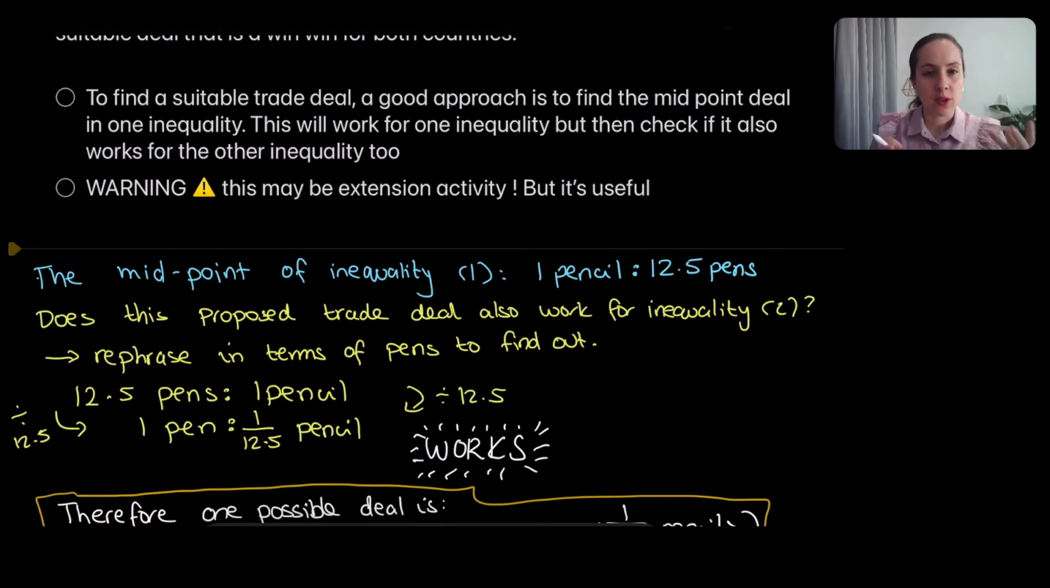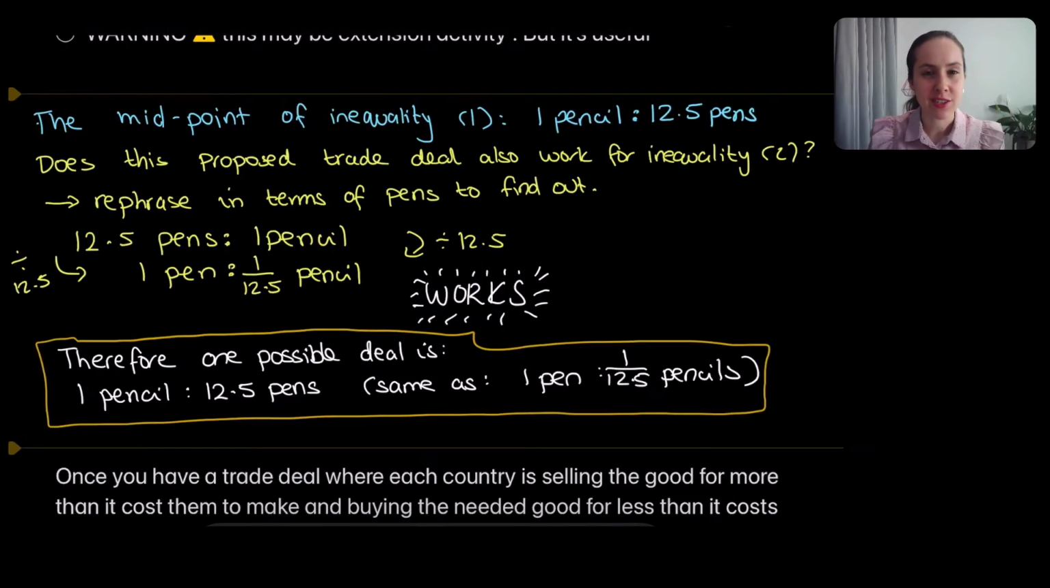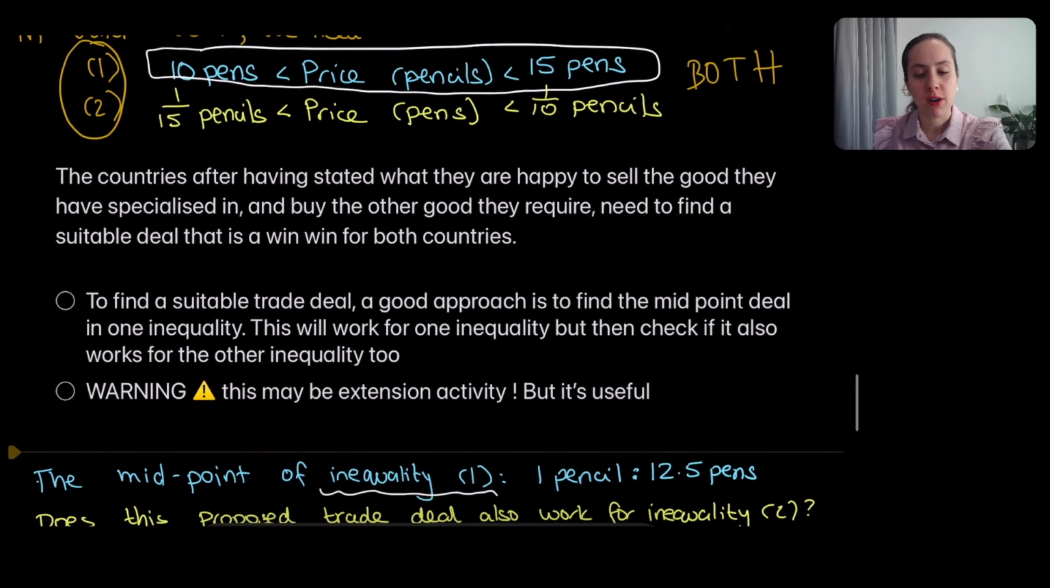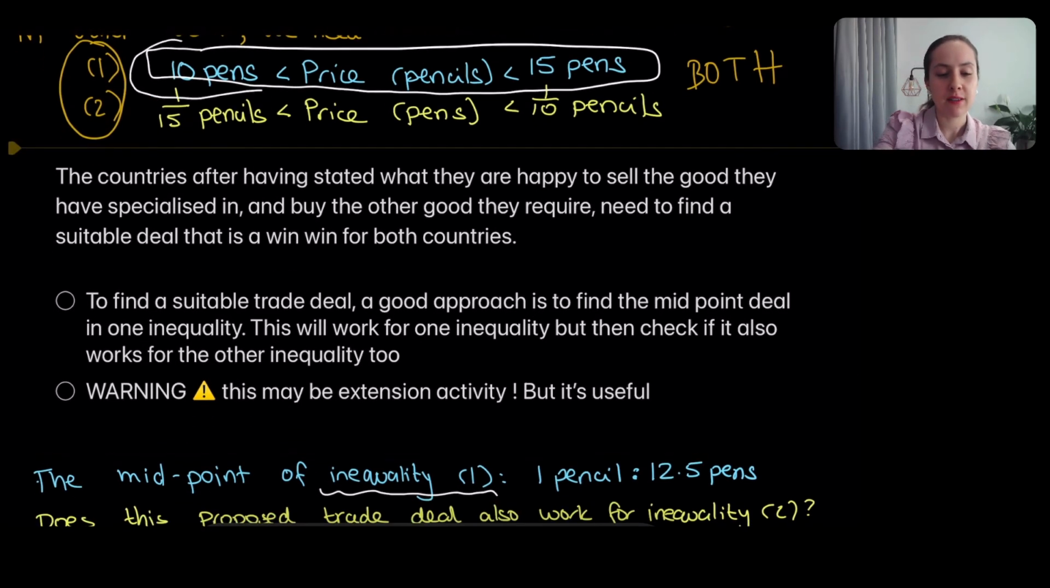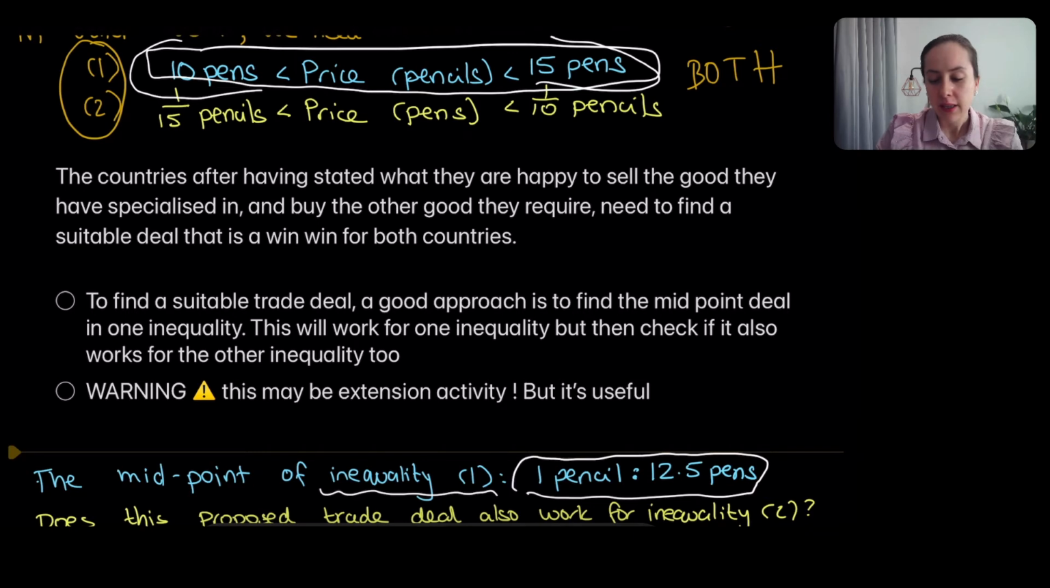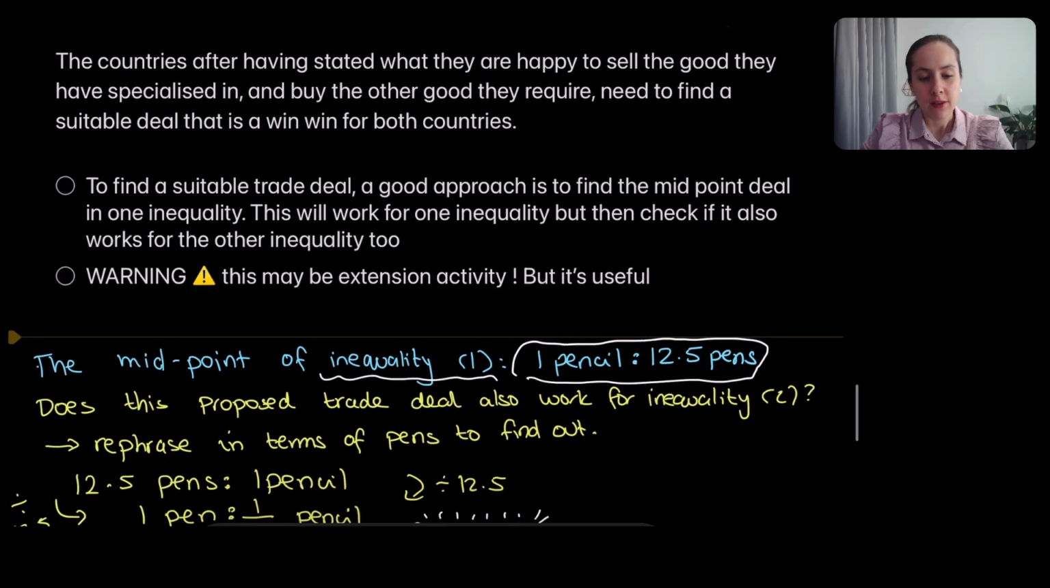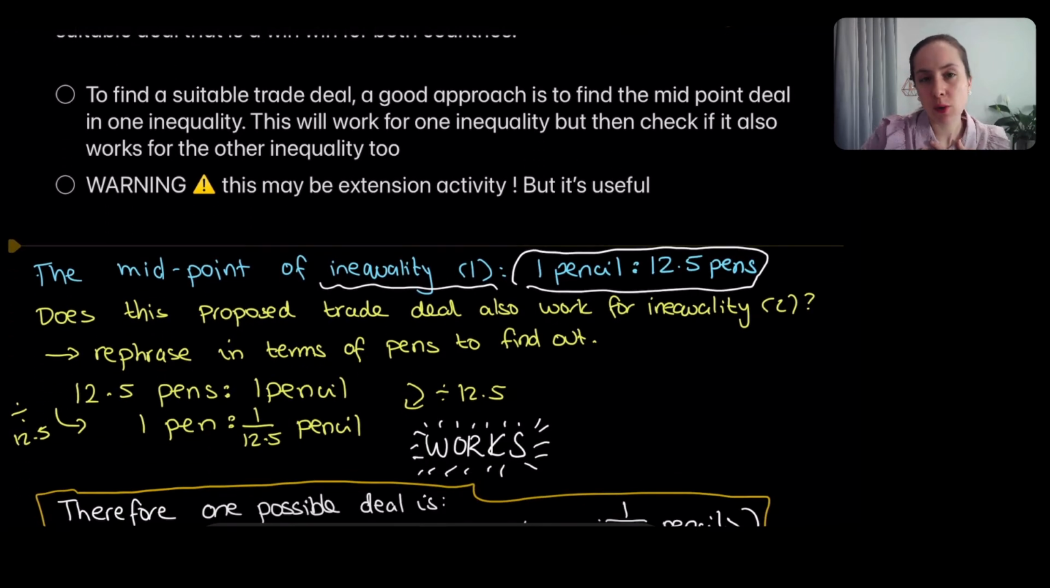This strategy to work out what's happening, and again, this is probably extension. So I found the midpoint of that inequality. So remember this inequality 1 when we were looking at the price of a pencil? The price of a pencil had to be between 10 pence and 15 pence. So I went for 12.5 pence. I went right in the middle, thinking that that's the one most likely to work, at least for now. Okay, so I know it meets inequality 1 because it's between the 15 and the 10. But then I also need to check if it works for inequality 2.